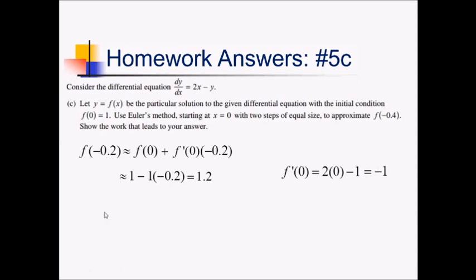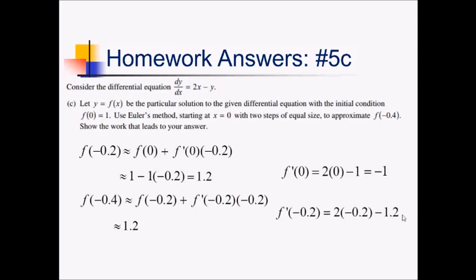Now I'm going to use this to figure out f of -0.4. So that's going to be f of -0.2, because we're using this last x value as our launching off point, plus f prime of -0.2 times -0.2, which is our step here. F of -0.2 is 1.2. And for f prime of that, we plug in -0.2 for the x value, so 2 times -0.2, minus our y value that goes with that of 1.2. This is -0.4 minus 1.2, so -1.6. So over here we have minus 1.6 times -0.2. This is 1.2 plus 0.32, so that's 1.52. Now this was free response, so you actually could have stopped here without simplifying further, but there's your approximated value.